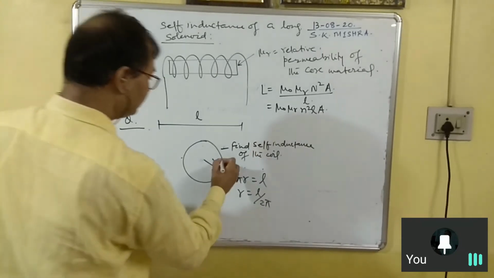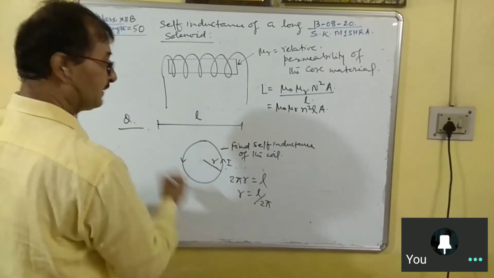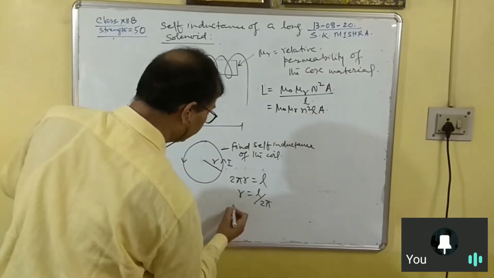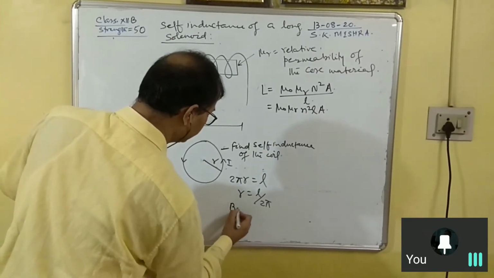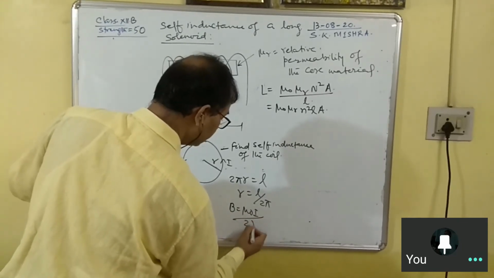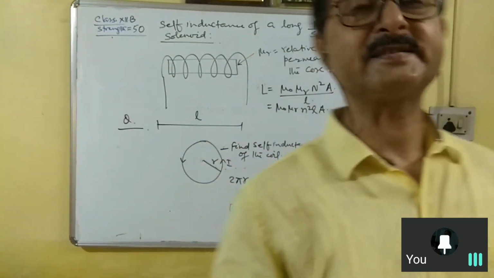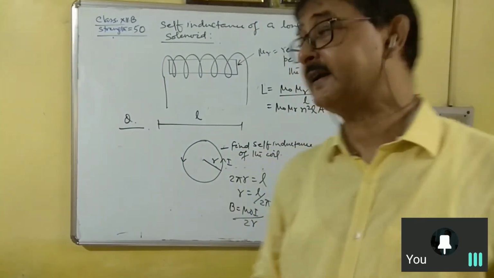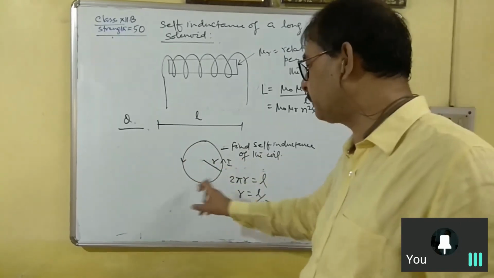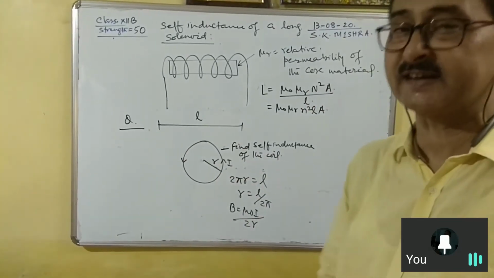Now if you pass a current I through the coil, then the magnetic field at the center of the coil will be B equal to mu naught I by 2R. Mu naught I by 2R is the magnetic field at the center of a current carrying circular loop. If a current I is flowing through a circular loop of radius R, then the magnetic field is mu naught I by 2R at its center.